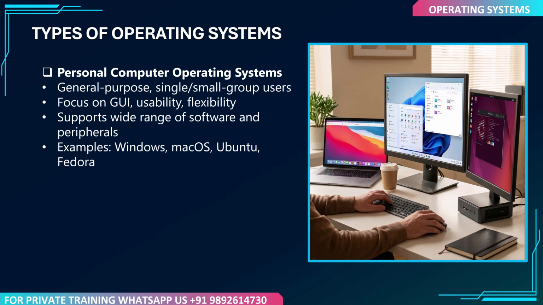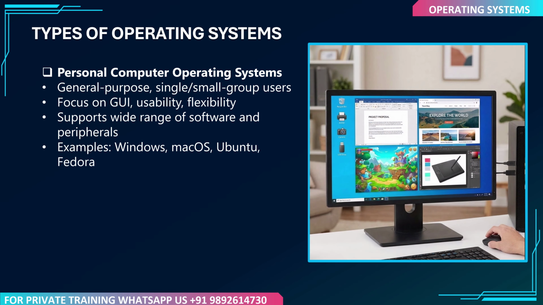Then we move to something more familiar, personal computer operating systems. These are the OS types most of us interact with every day. Whether you're working on a laptop, a desktop computer, or even a home workstation, your OS falls under this category. Personal computer operating systems are designed for single users or small groups of users, offer a friendly interface, and general purpose functions. Examples include Microsoft Windows, Apple's Mac OS, and various Linux distributions like Ubuntu or Fedora. These systems focus on ease of use, flexibility, and supporting a wide range of software. You can write documents, browse the internet, play games, or design graphics all on one platform.